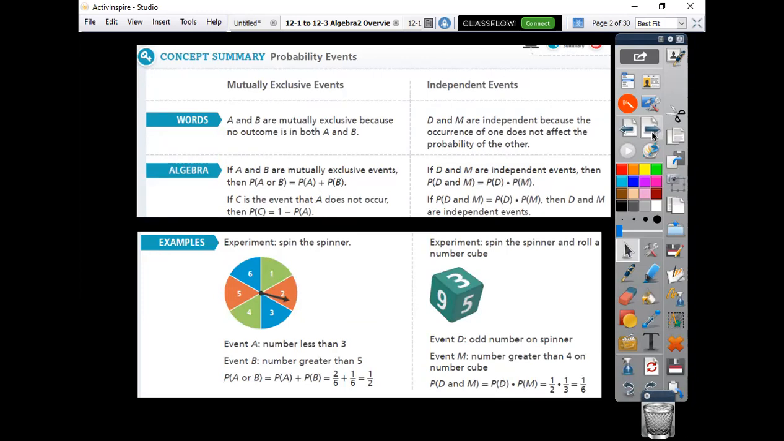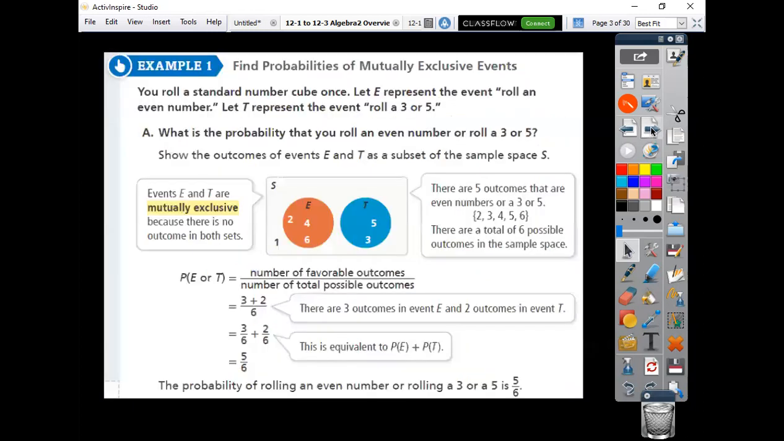Okay. The second one, independent events. So when you're going to have two different events, and in the example at the bottom of this one, they say you're going to spin a spinner and roll a number cube or a die. When you're doing that, those are two totally different things. So that's independent. These two things are kind of different. They relate to, there's still a probability, but different situations.